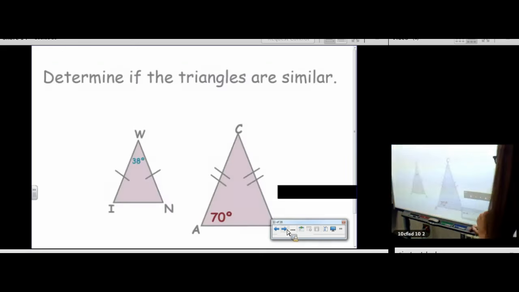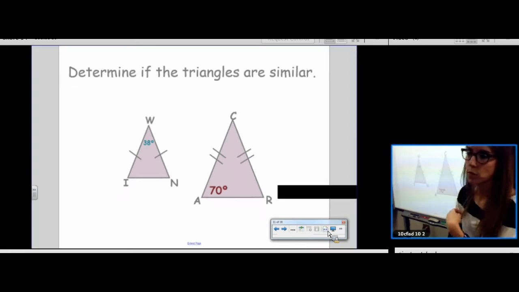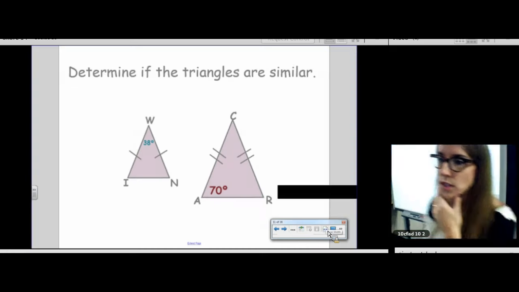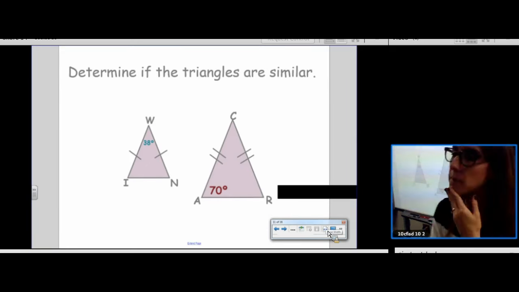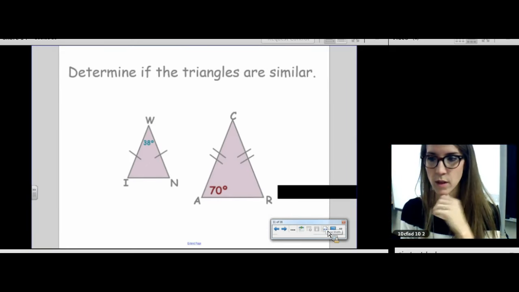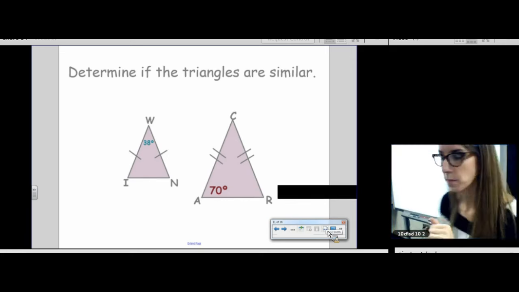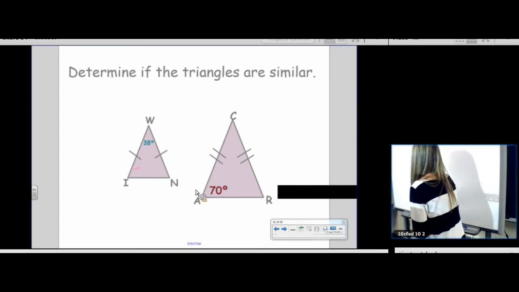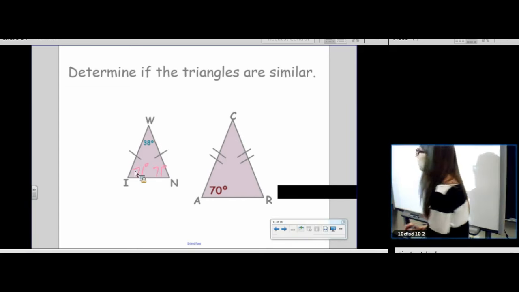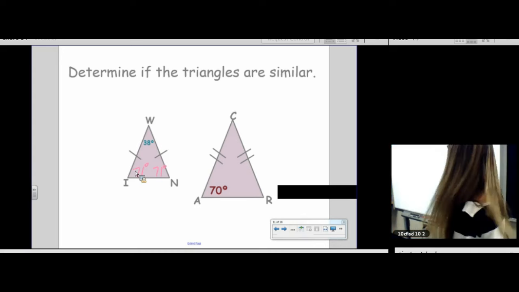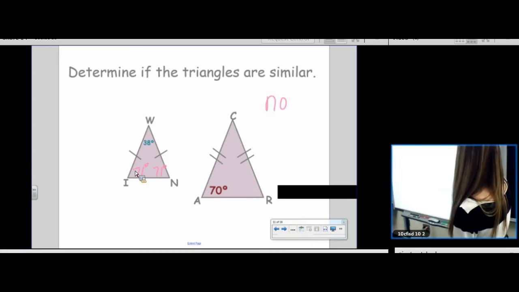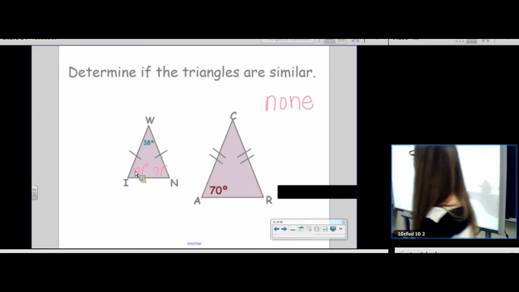Okay. Let's do a few of these because these are on your quiz, and then I'll let you get started. Determine if the triangles are similar. What do we need to do? Find the missing angles. 180 minus 38 divided by 2. Uh-oh. So what would we write in our answer? I think the directions on the quiz are going to say to write none.